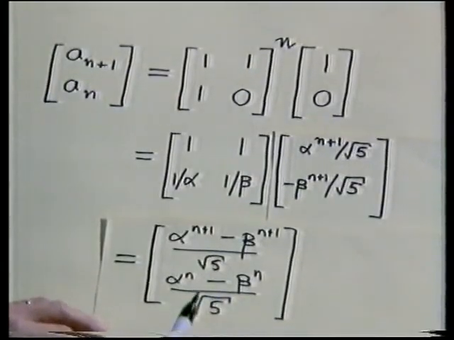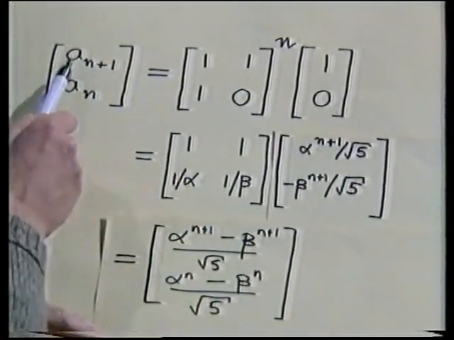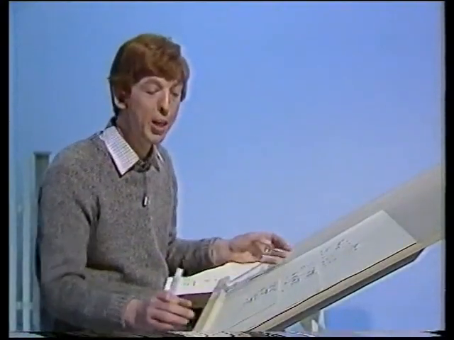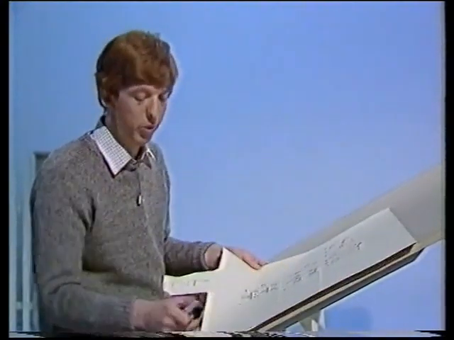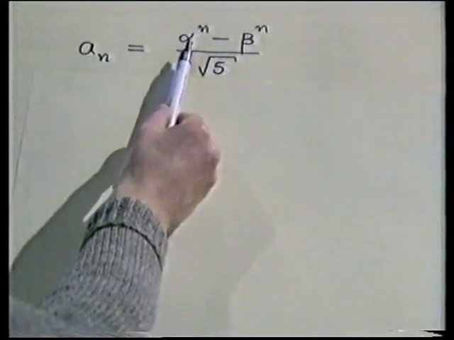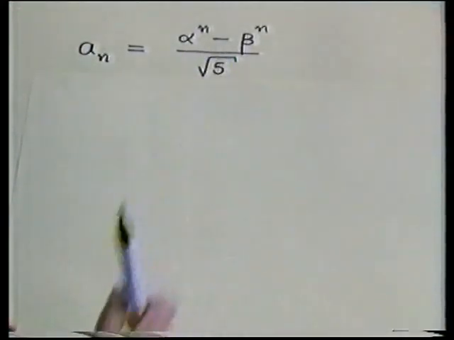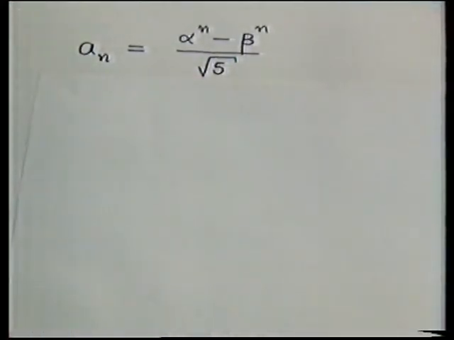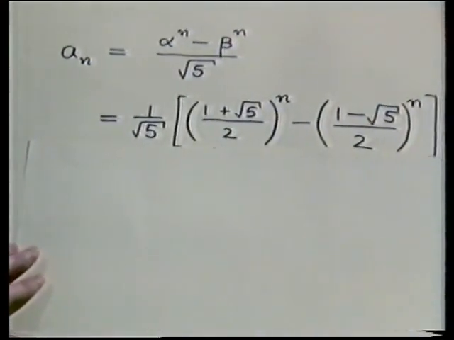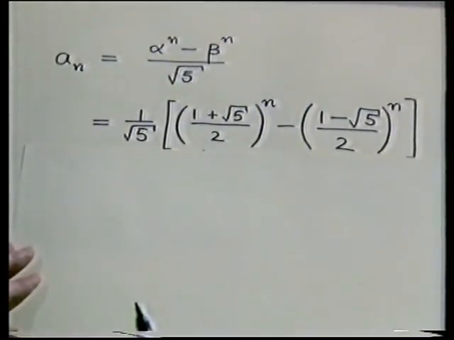So now, looking at these terms, we've got a formula for a n plus 1 and for a n. So finally, we've arrived at what we wanted, which is a formula for a n. a n is alpha to the n minus beta to the n over root 5. Well, now remember what alpha and beta were. Alpha was 1 plus root 5 over 2, and beta was 1 minus root 5 over 2.